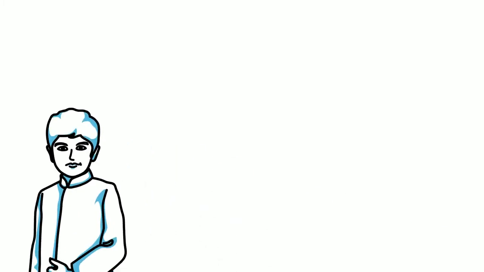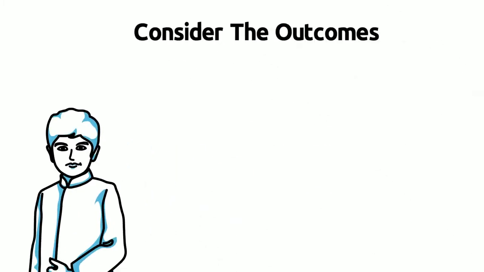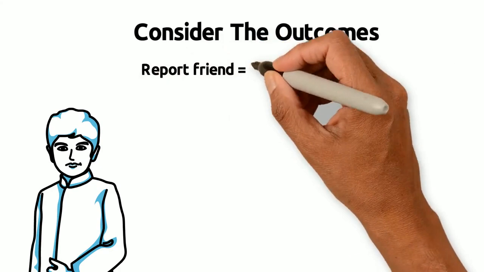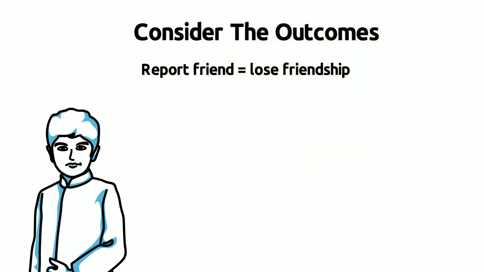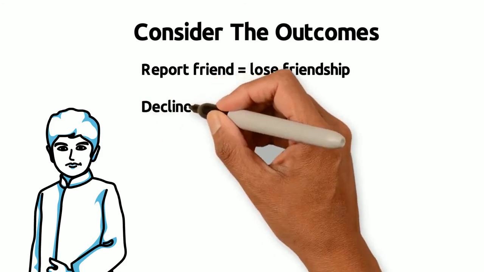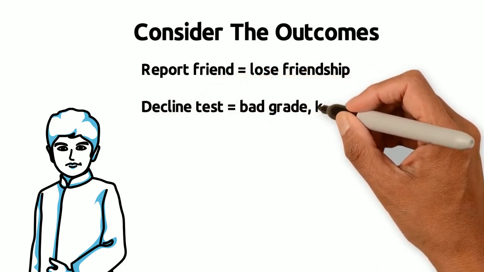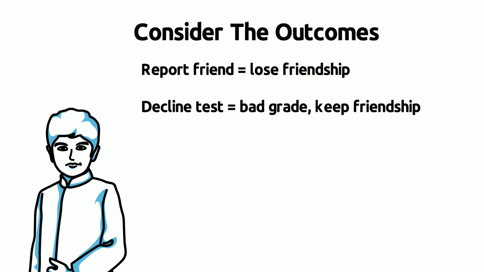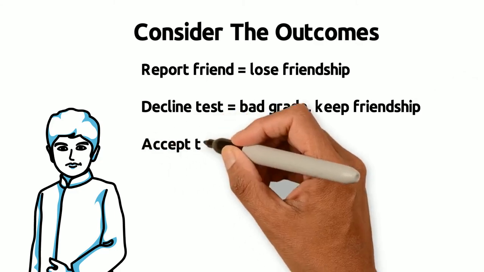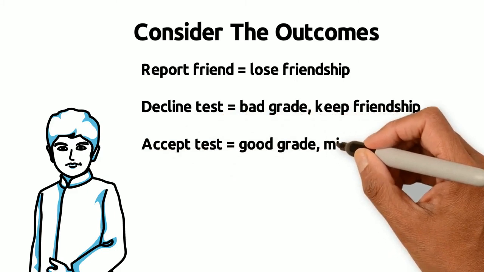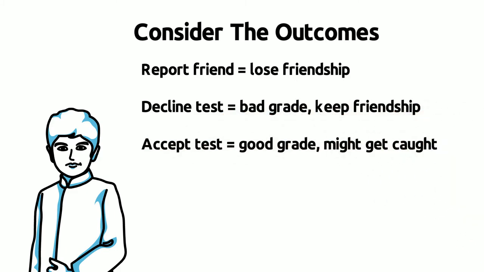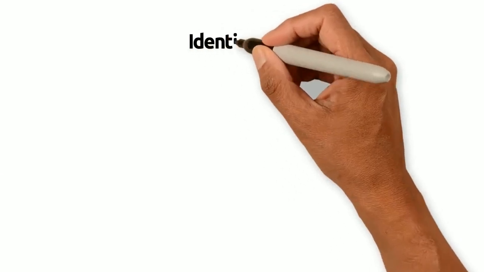Robert should also consider the outcomes. If he reports his friend, his friend will get in trouble and he may lose a friendship. If he declines the test and does not report his friend, he may get a lower or failing grade on the test, but his friend will not be mad at him. His friend is also at risk of getting caught. If he accepts the test, he will do better on the exam, but he may get caught and receive a zero score for cheating.